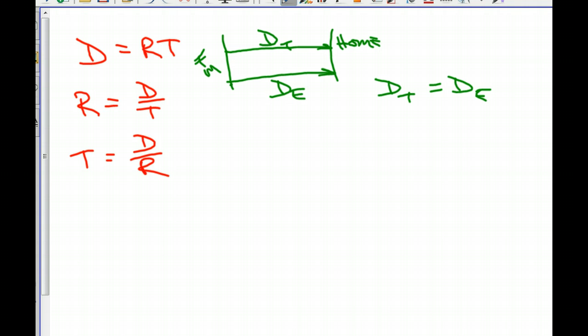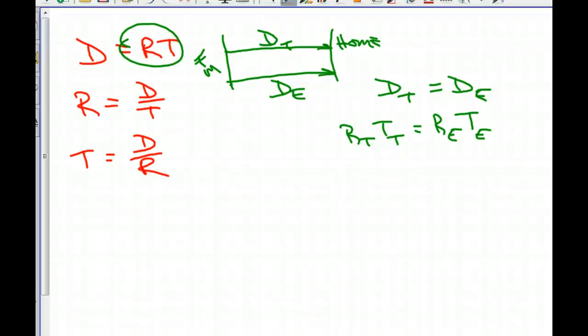What do we also know about the distance that Tim rode? Distance equals rate times time. I can also say that his speed times his time equals Elias's speed times his time. Does that mean they rode at the same speed? No. It just means that if you took their speed times their time, you'd get the same number.